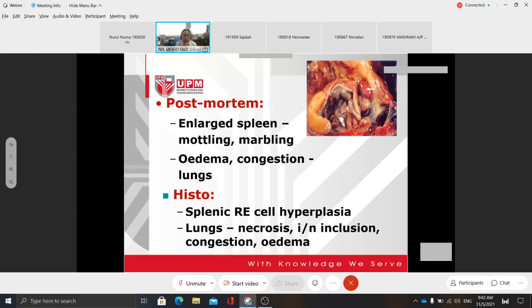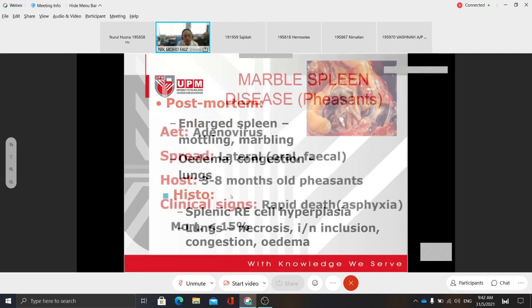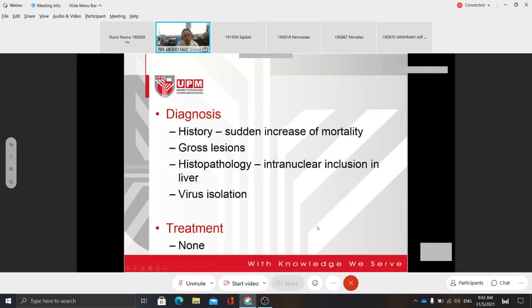Most likely, I'm not sure because we don't have a lot of pigeons here in Malaysia. I don't think we have a lot of pigeon breeders. But yeah, most likely you will not see this disease, but just keep in mind it can happen. So diagnosis, you can do AGPT or ELISA. And for control, there are vaccines against it. I forgot about this one. This one also, for control, there are vaccines against it. And then, of course, biosecurity.